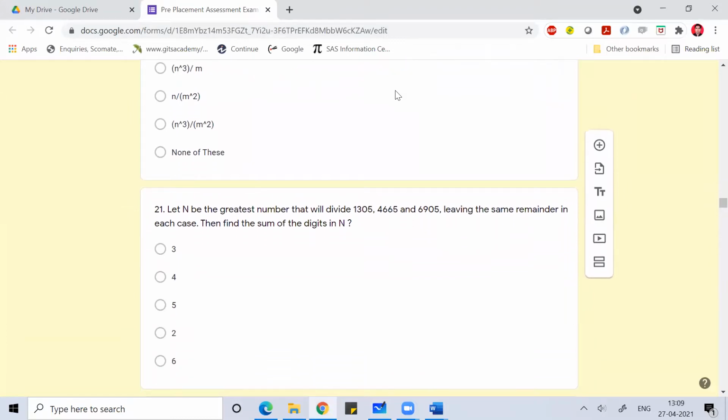Question number 21. Let n be the greatest number that will divide 1305, 4665 and 6905, leaving the same remainder in each case. Find the sum of digits in n. This is one of the favorite questions of many exams.